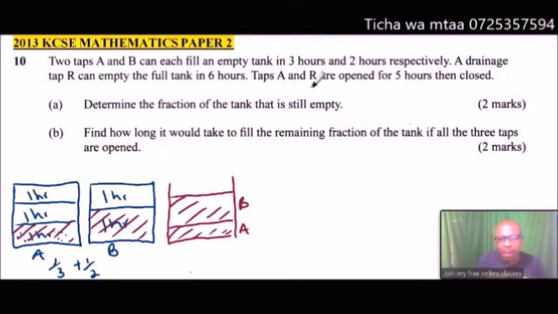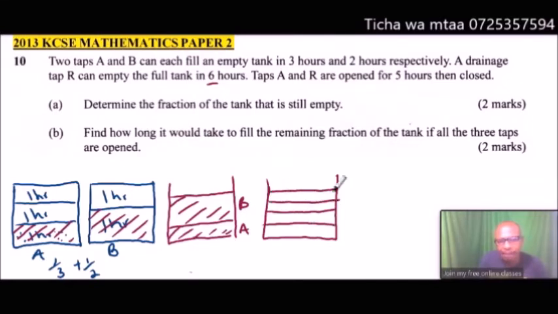Let's look at R. We are told that tap R can empty the tank in 6 hours. This means that if we draw a sample tank and we divide the same tank into 6 equal parts, this is 1, 2, 3, 4, 5, and we add another one. So it means this is R. In 1 hour, I can use a different color, in 1 hour, this will be removed from the tank.